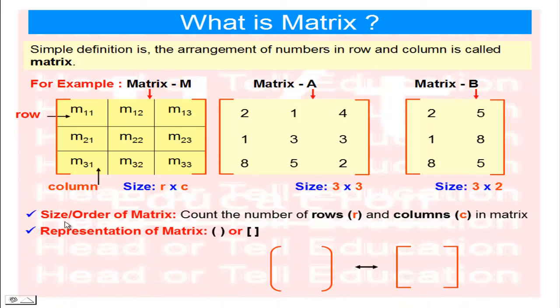Now, size of matrix or order of matrix. So how can we calculate the size or order of a matrix? First we count the number of rows and the number of columns in the matrix. This is called the size or order of the matrix. So in matrix A we have 3 rows and 3 columns, so the size is 3 by 3. Now, how to represent the matrix? We can represent a matrix with round brackets or square brackets. Okay, so this is the matrix.